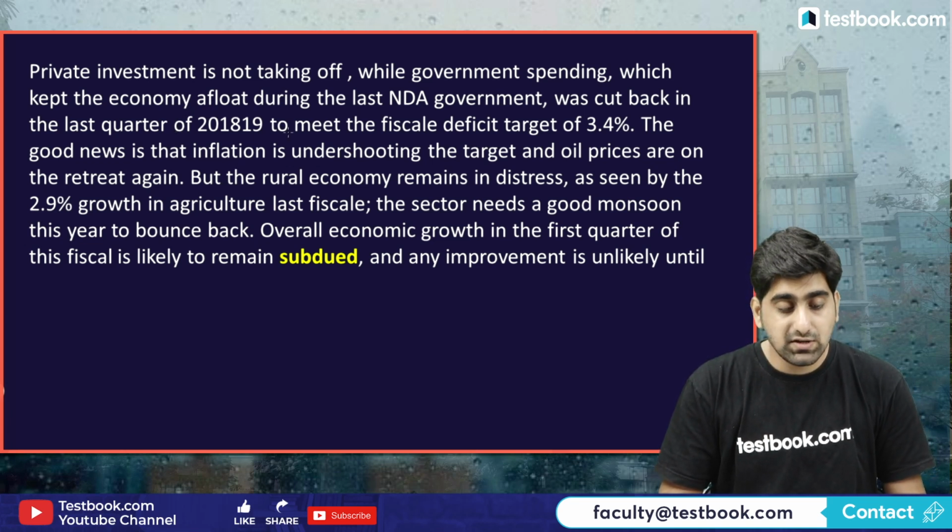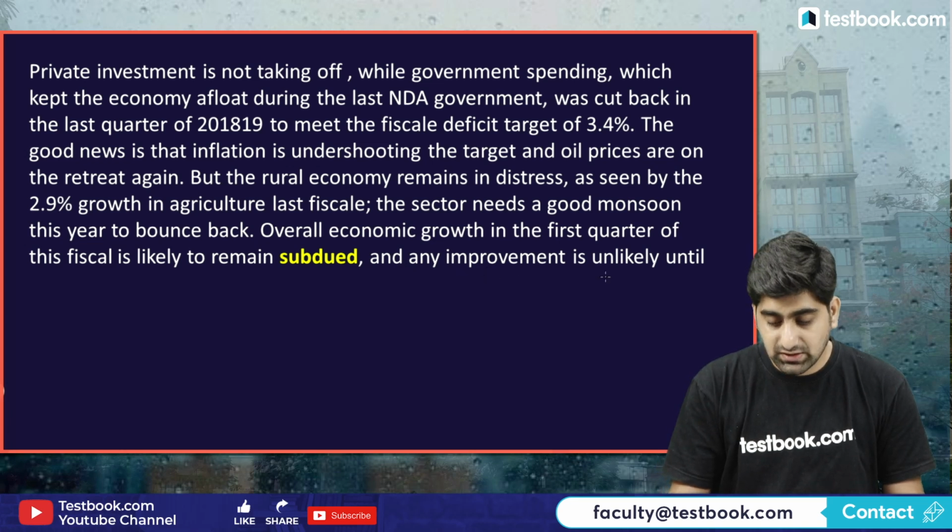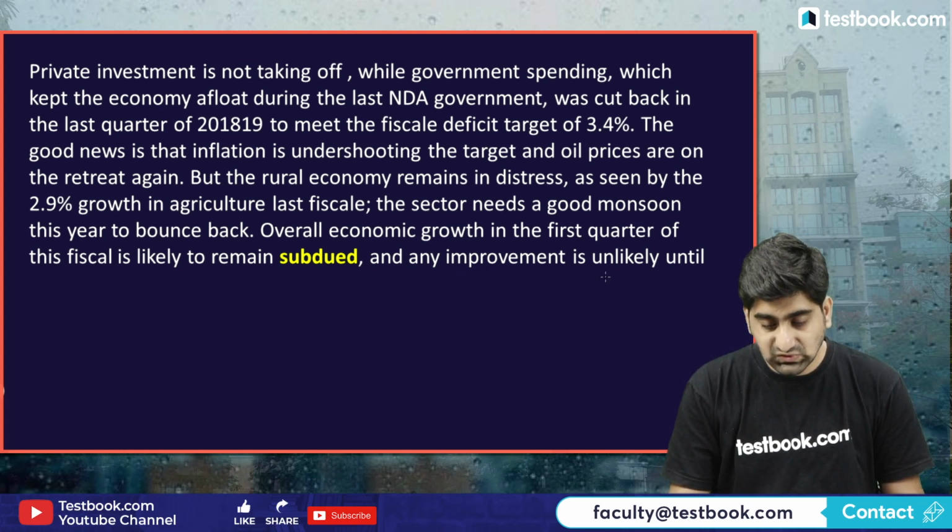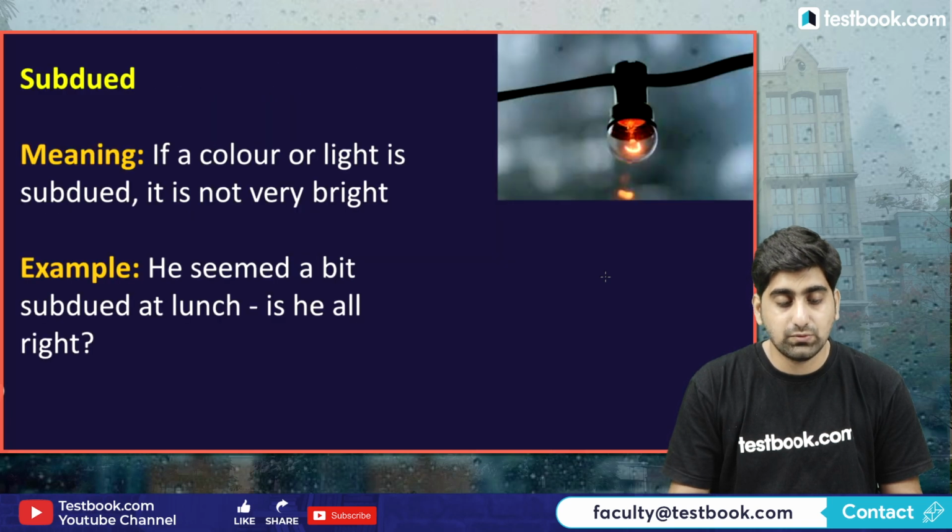As seen by the retreat to 2.9% growth in agriculture last fiscal, the sector needs a good monsoon this year to bounce back. Overall, economic growth in the first quarter of this fiscal is likely to remain subdued and any improvement is unlikely until. So you can see the word subdued here.